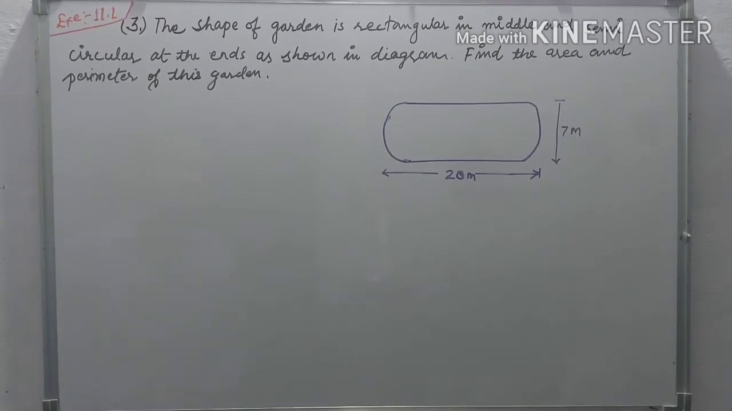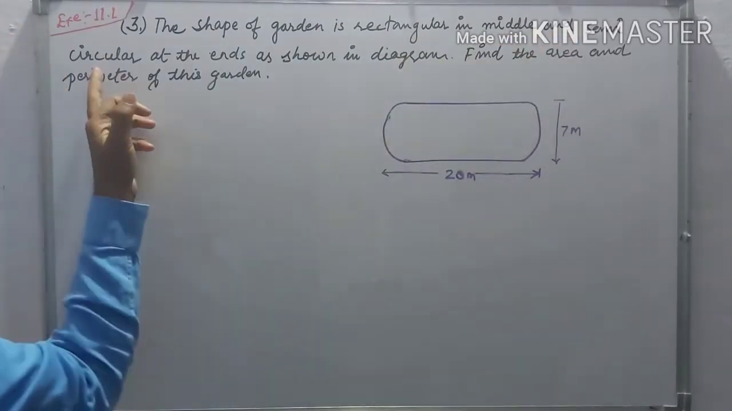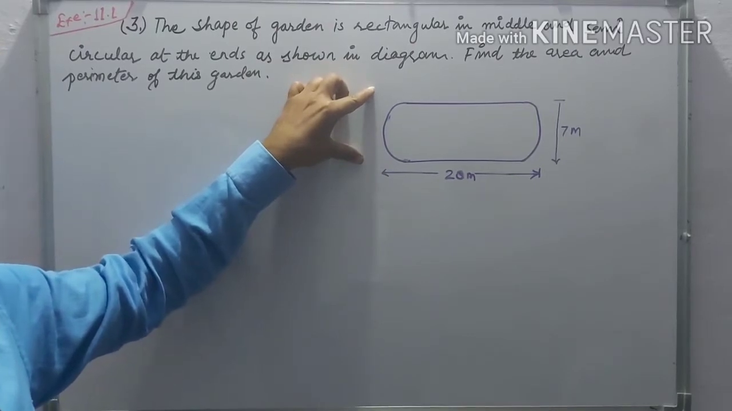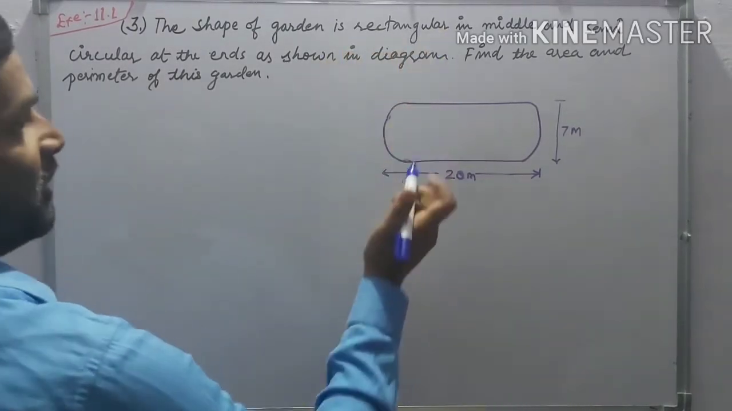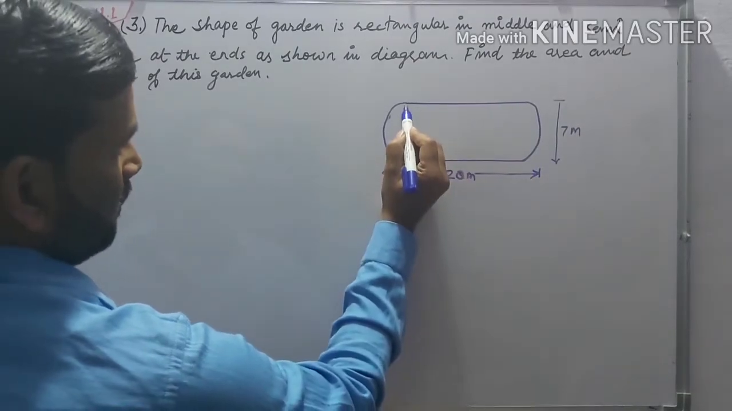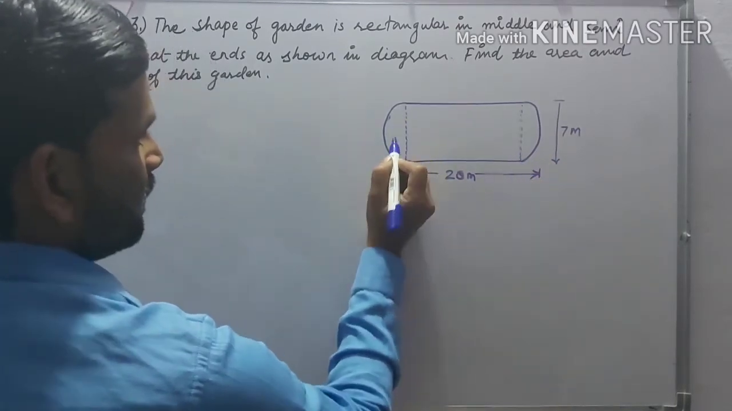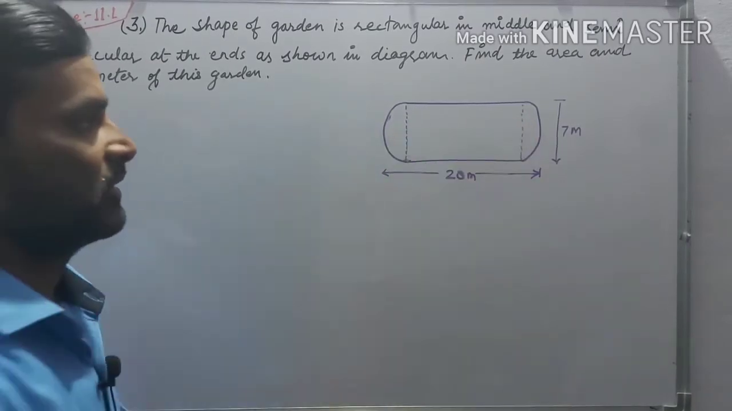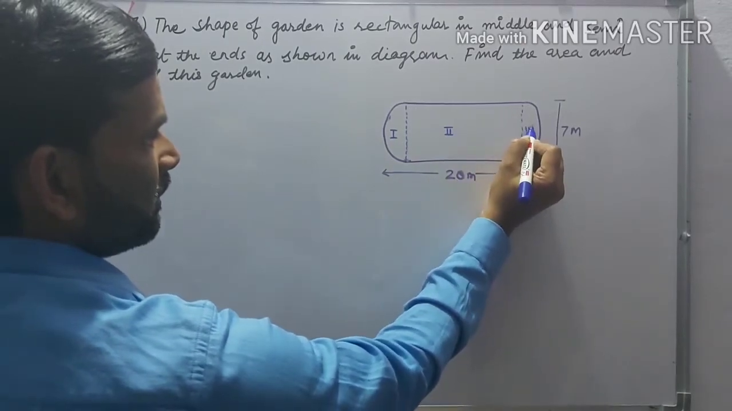Question 3 asks: the shape of the garden is a rectangle in the middle and a semicircle at each of the ends, as shown in the diagram. This given diagram is the shape of the garden, and find the area and the perimeter. Now it says the rectangle is in the middle, so you have to divide the shape into 3 parts. The first part is a semicircle, then a rectangle, and then a semicircle.